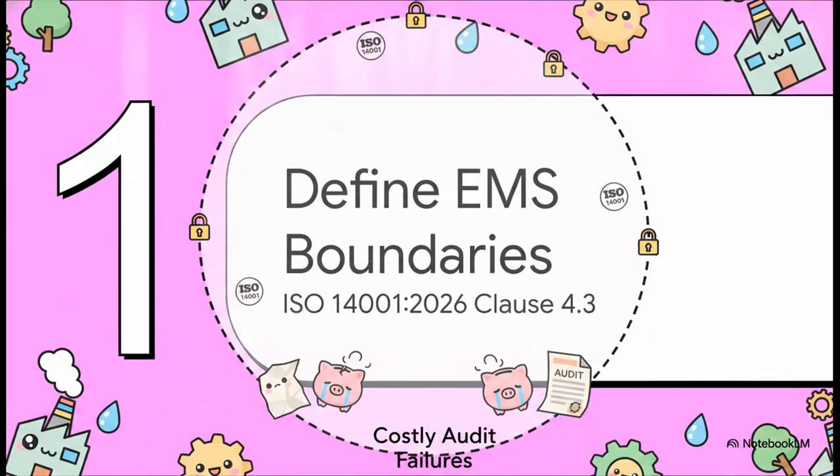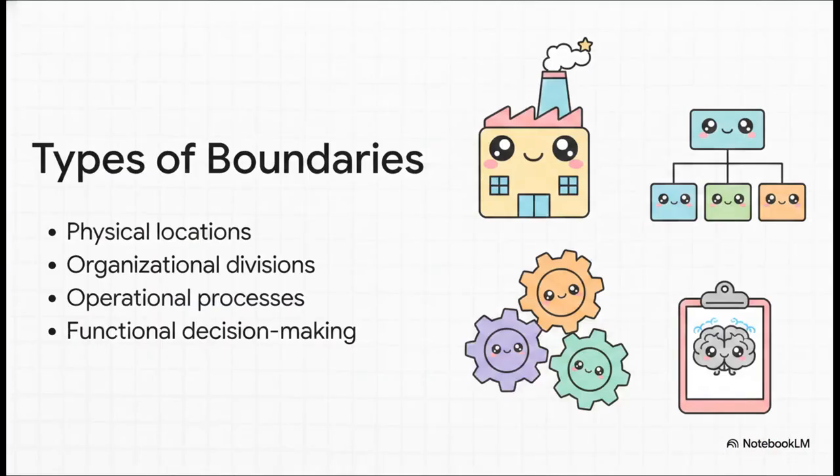Okay, let's jump straight into Section 1, defining your EMS boundaries. Under Clause 4.3 of the standard, getting the scope of your system exactly right is literally the first, absolutely crucial step to avoid those costly and, let's face it, somewhat embarrassing audit failures. It's actually fascinating to realize that a boundary isn't just a physical building or a fence line around a factory. We really have to consider things like organizational divisions, operational processes, and functional decision-making.